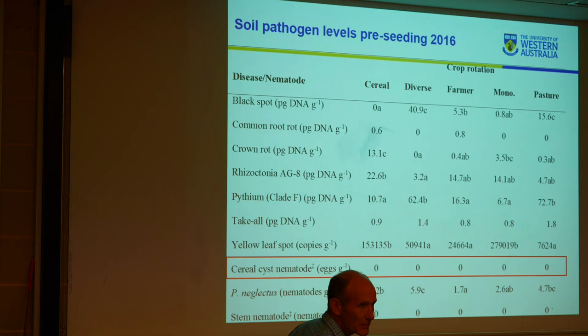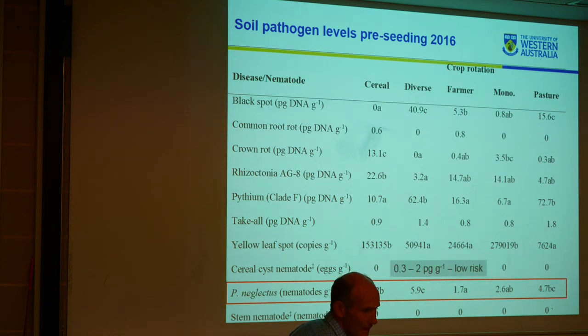Cereal cyst nematode, virtually none there. And I believe that a lot of the varieties are fairly tolerant to cereal cyst nematode. And also there's some evidence to show that under zero till, cereal cyst nematodes are also much lower.